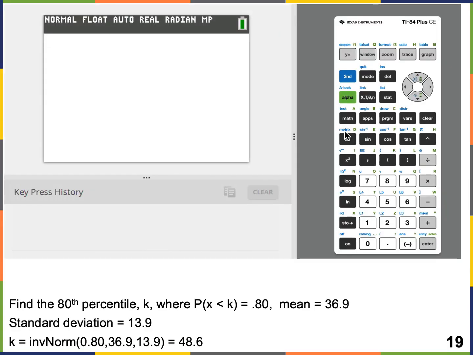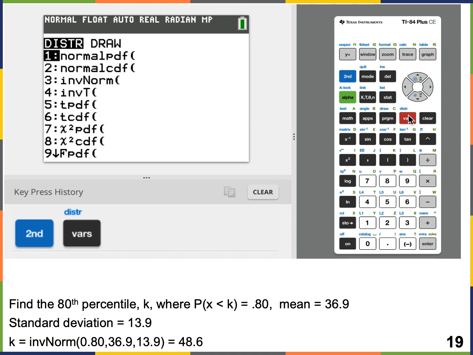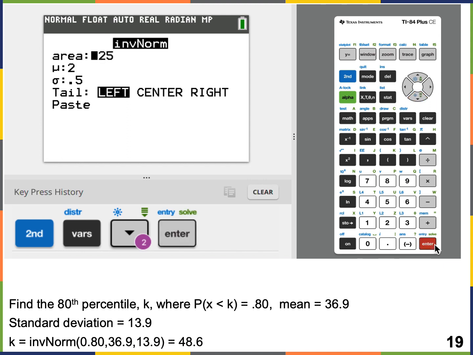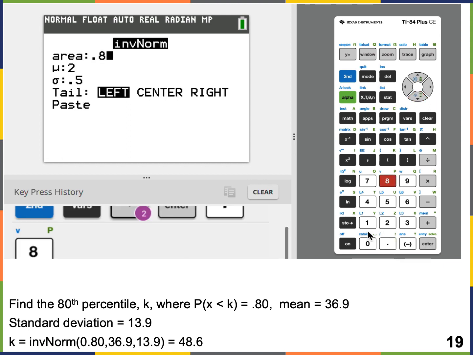Okay, so here we're finding the 80th percentile, where the area to the left of the curve all the way up to a certain value k is 80% of the entire data. Let's go ahead and do that. You would use second, distribution, go down to inverse norm, and hit that. What area? We're talking about the 80th percentile, so that's 0.80.